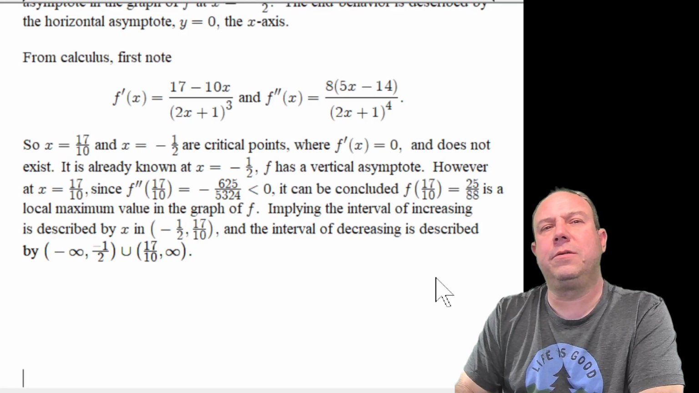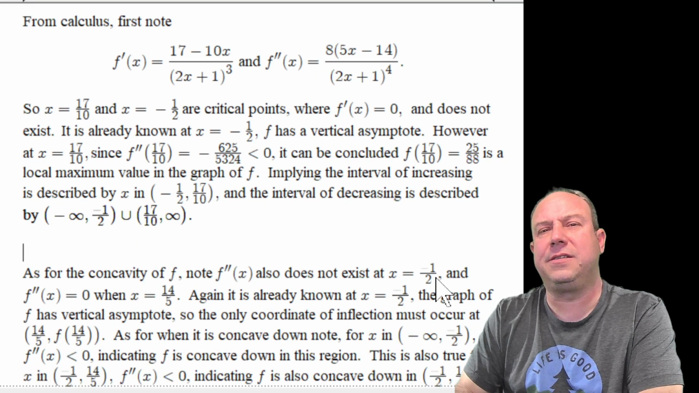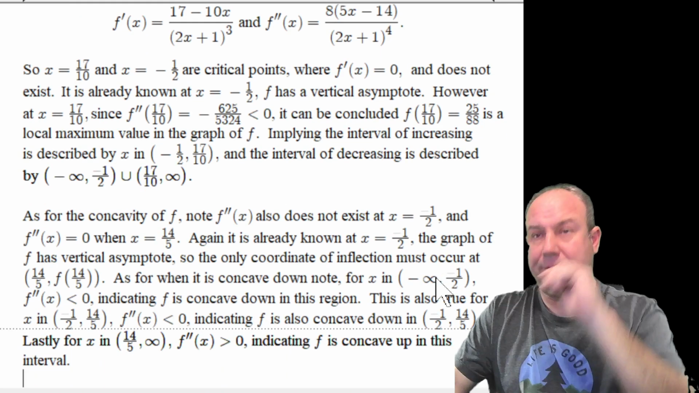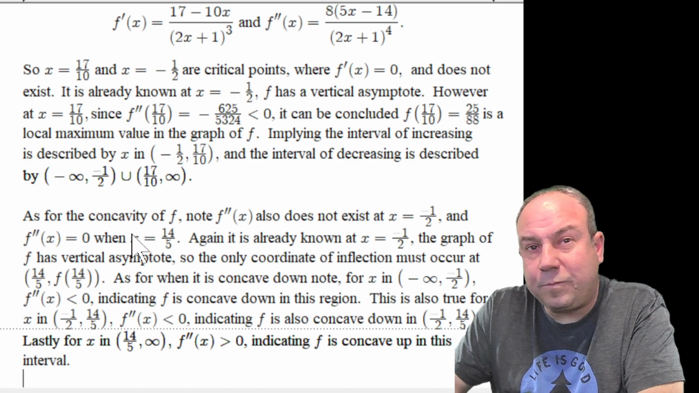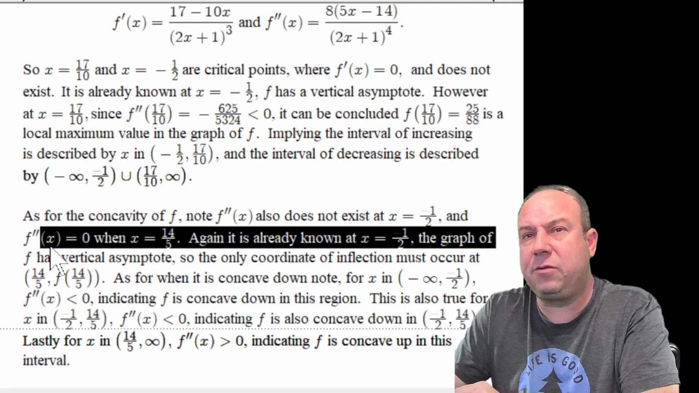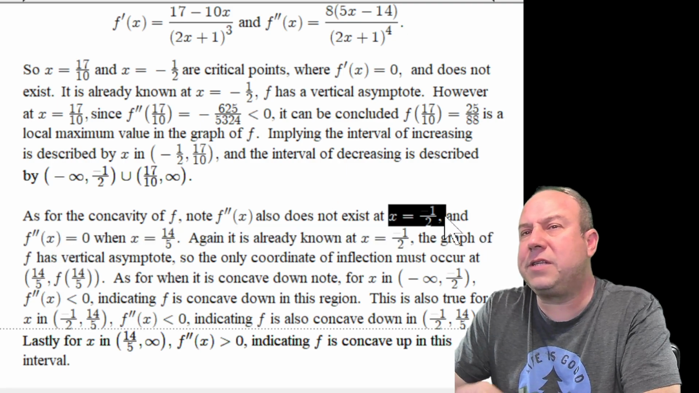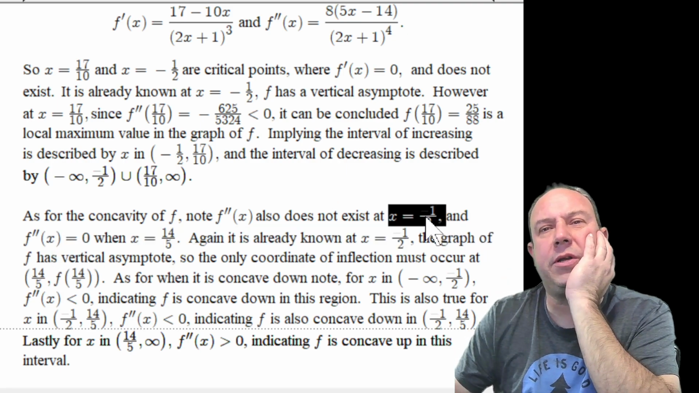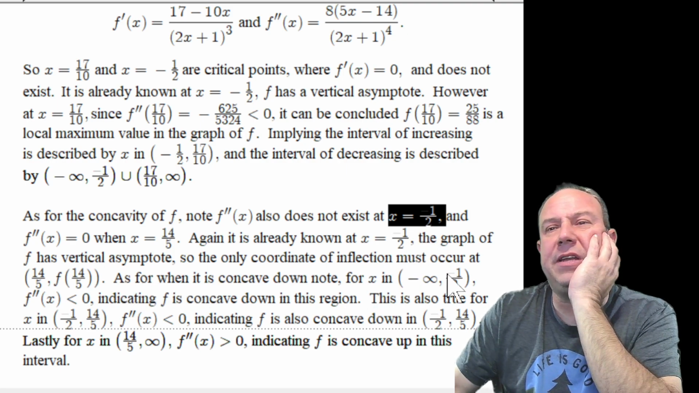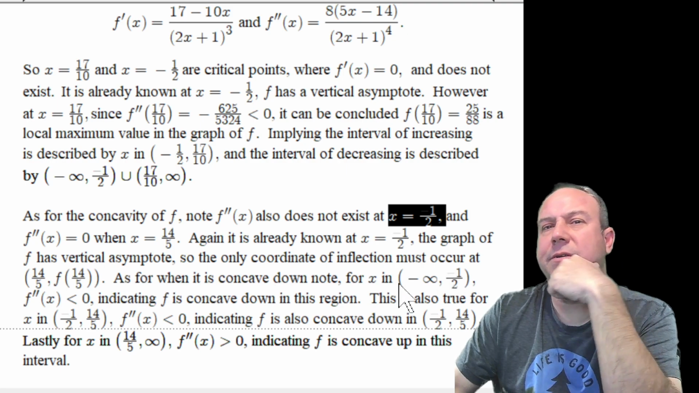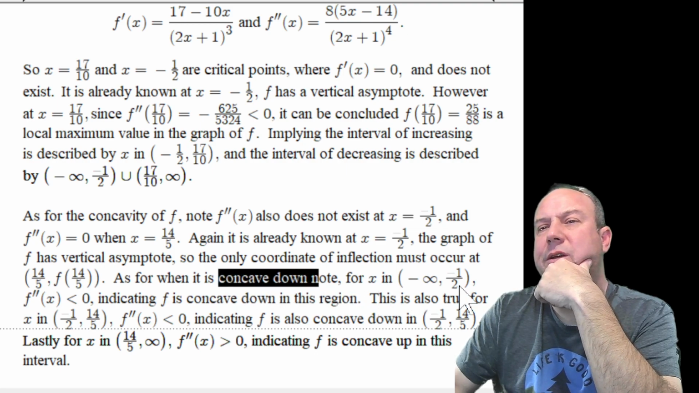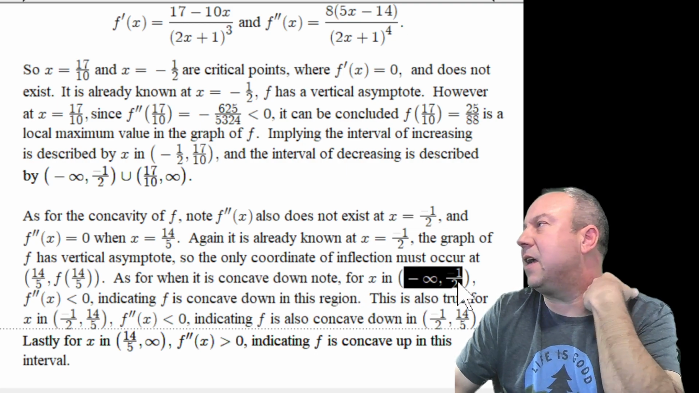Now, if we do a little inflection point analysis, as we had noted, x equal to 14/5 is our inflection point where f double prime equals 0, and where x equals -1/2, we also have perhaps a point of inflection. If we do a little bit of analysis on each of those regions, we'll note we are concave down from -infinity to -1/2.